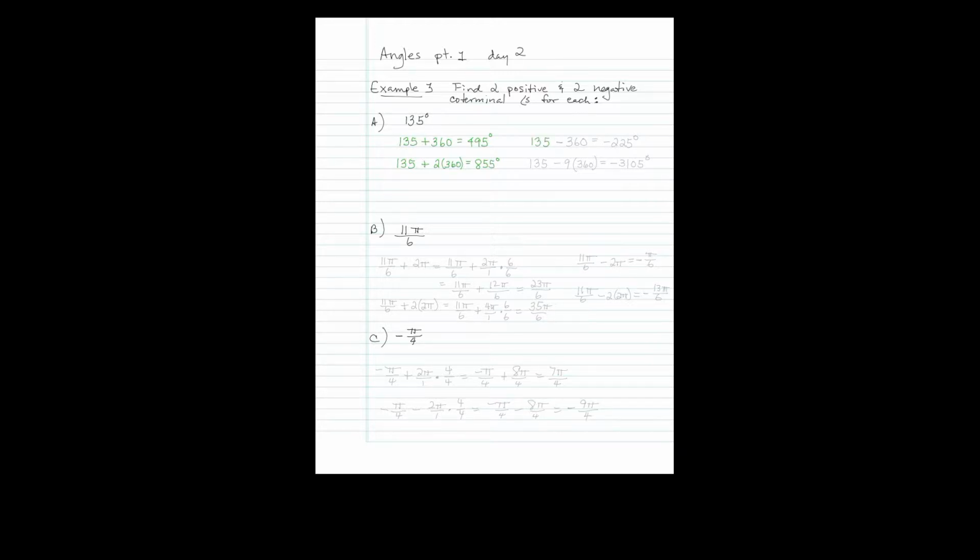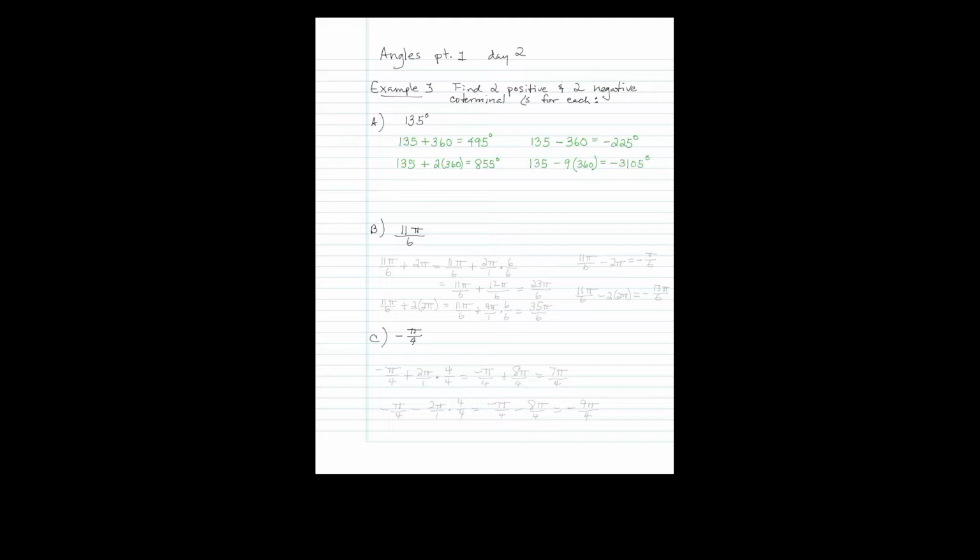So I'm going to take 135 degrees and go 1 rotation in the negative direction. So that's 135 minus 360 degrees, and that gives me negative 225 degrees. And then just to mix it up a little bit, I will also go 9 rotations. So I can take 135 minus 9 times 360, and that angle is negative 3,105 degrees.